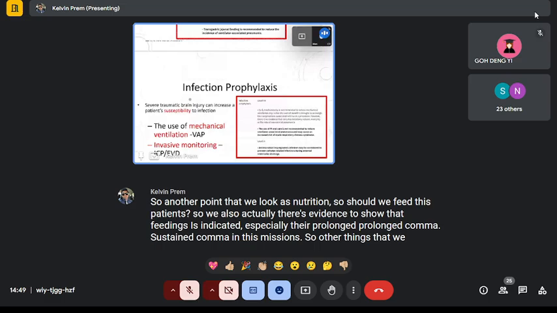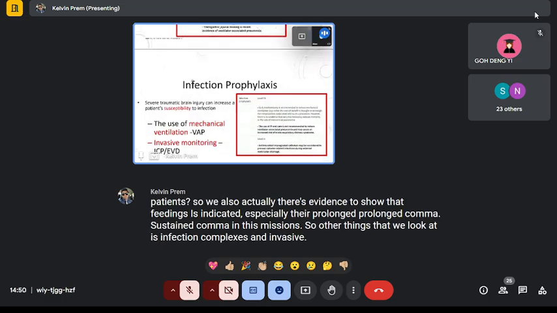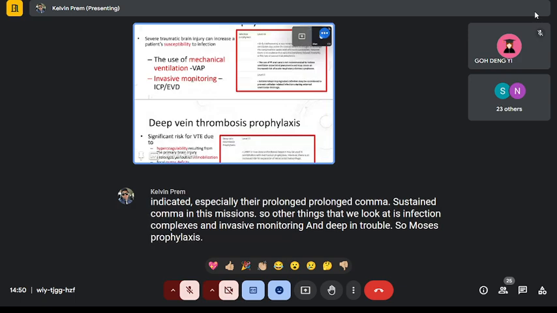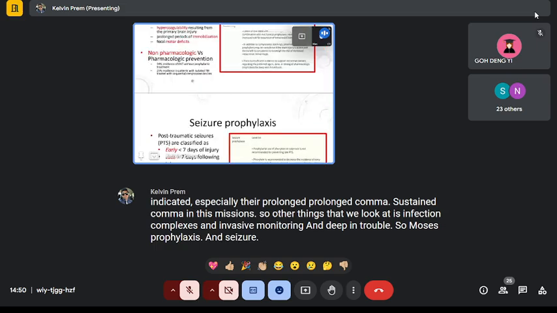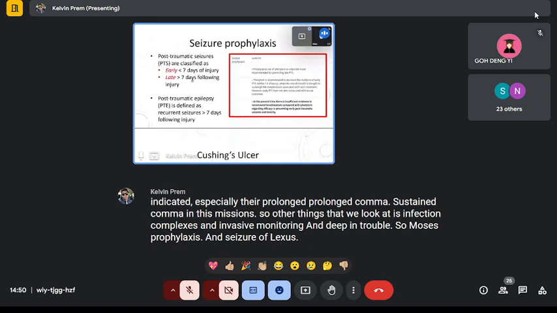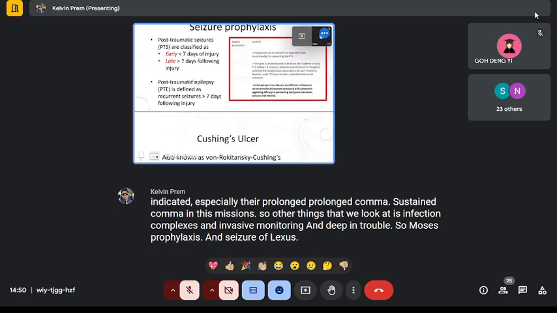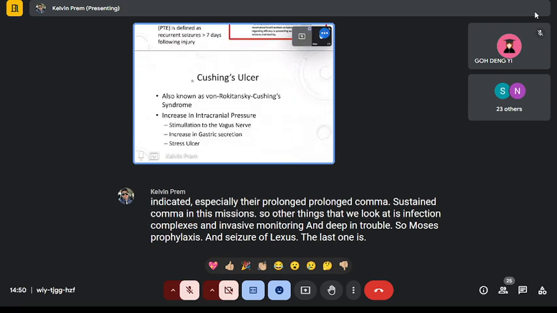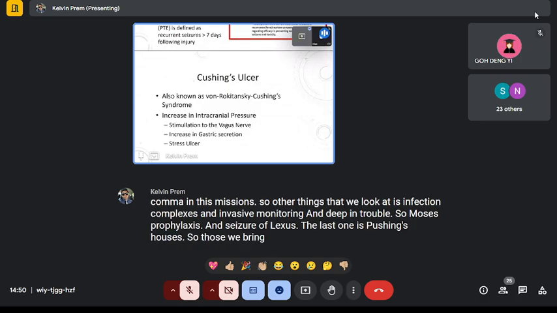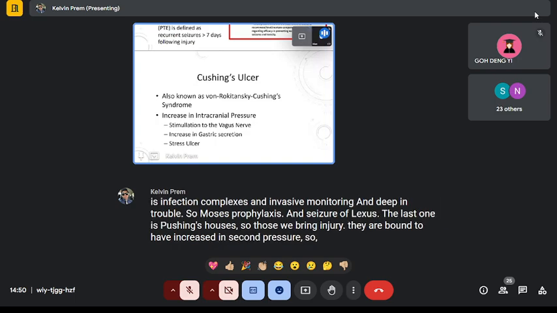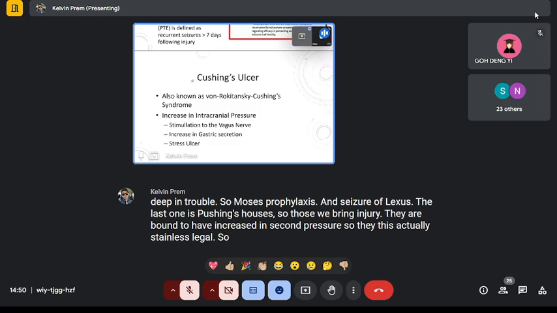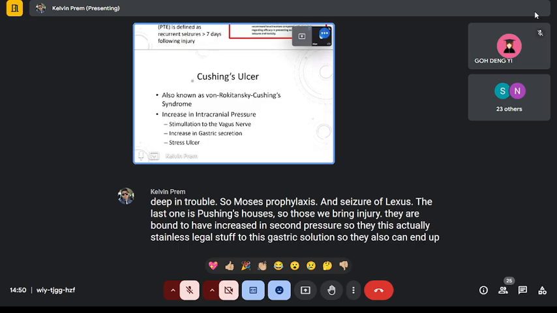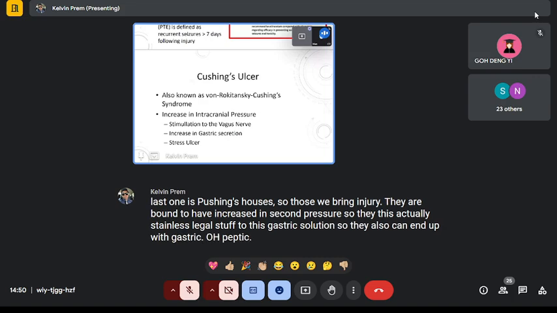Other things that we look at are infection prophylaxis and invasive monitoring, deep vein thrombosis prophylaxis, and seizure prophylaxis. The last one is Cushing's ulcers. Those with brain injury are bound to have increased intracranial pressure. This stimulates the vagus nerve to increase gastric secretion, so they can end up with gastric or peptic ulcers. These are called Cushing ulcers.